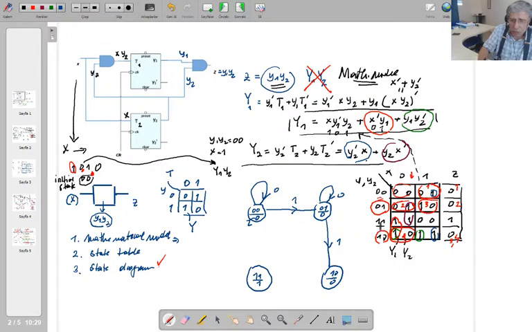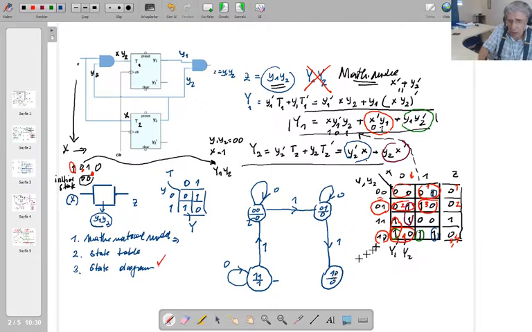So the third row. Your present state is 1, 1. If you apply 0, your next state is 1, 1. So you're going to come back to itself when input is 0. If your present state is 1, 1, if you apply input 1, your next state is 0, 0. So present state 1, 1, you apply 1, your next state is 0, 0.